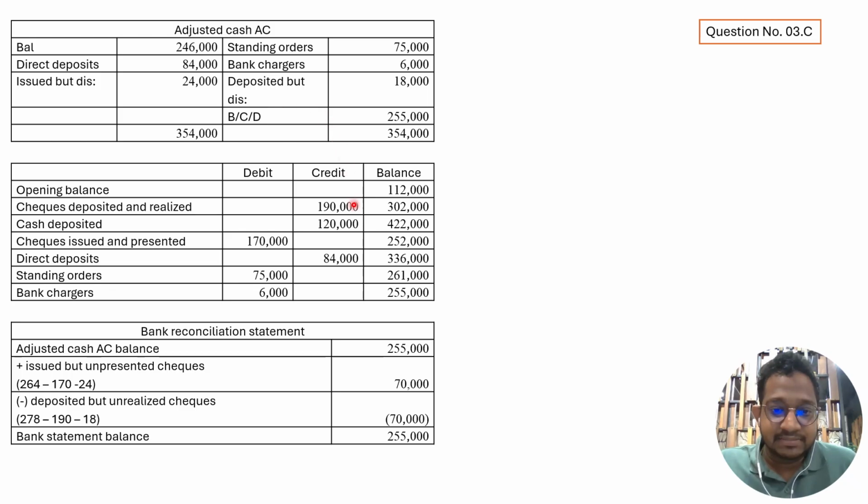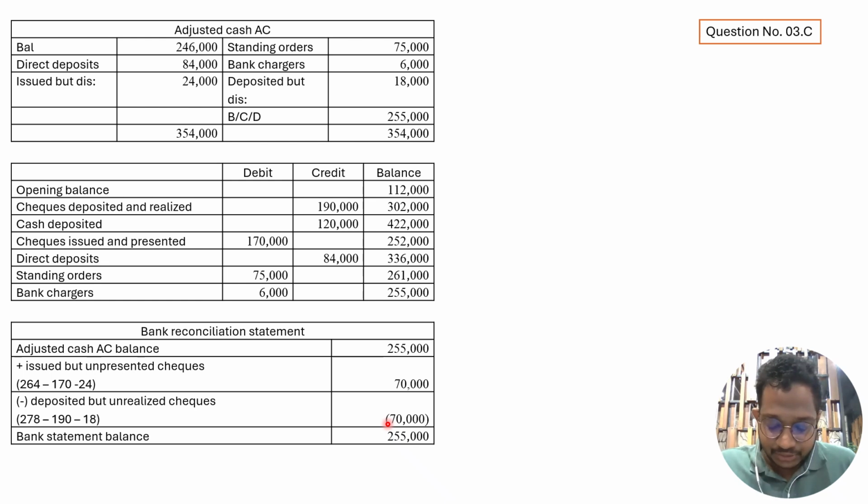And then, realized in the bank statement is 190,000, then you can find out the unrealized checks. So the total checks deposited is 278. From that, realized in the bank 190 and dishonored 18. So which means the deposited but unrealized checks are 70,000.